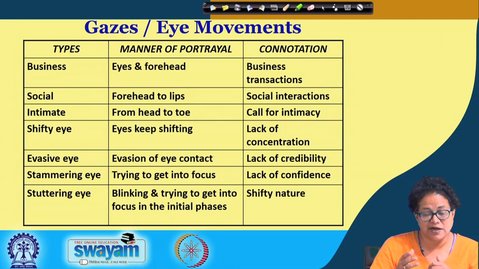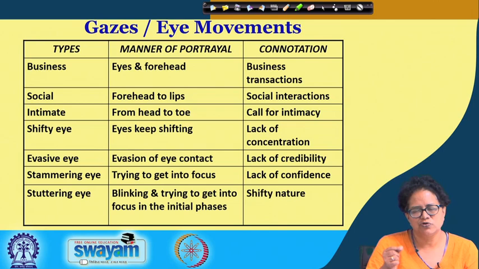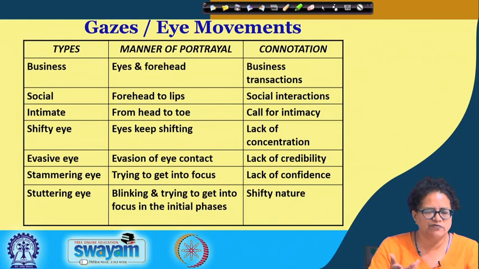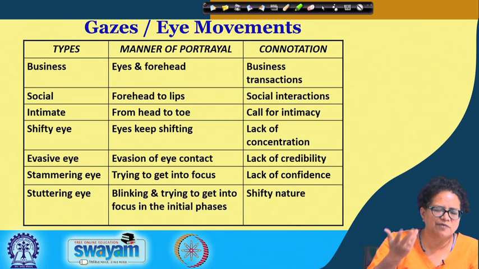Evasive eye, that is avoiding eye contact, shows lack of credibility. Credibility, that is truth or reality or substance. And stammering eye, that is high blinking rate, trying to get into focus, shows lack of confidence. And the last is the stuttering eye, which is more or less like the evasive eye and the shifty eye combined with each other.